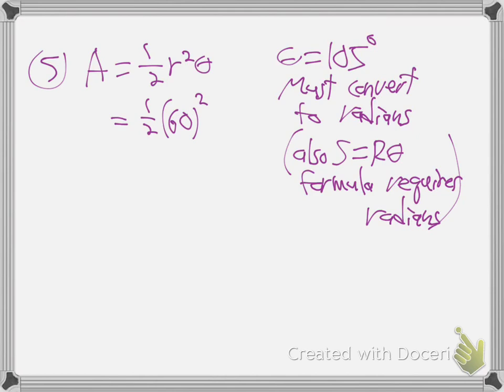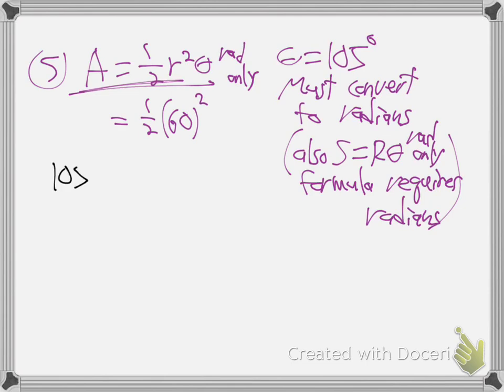I probably should have mentioned it then. But on the real exam, I might give you this one in radians and the other one in degrees, and you have to convert the other one. Anyway, just remember, both these formulas, you got to do radians. So when you write this on your 3x5 card, write radians only. Same thing with the S equals r theta. Rad only. So I got to convert the 105 to radians.